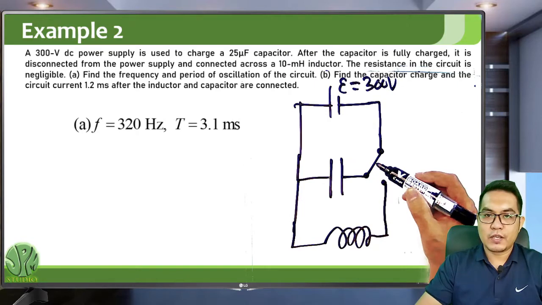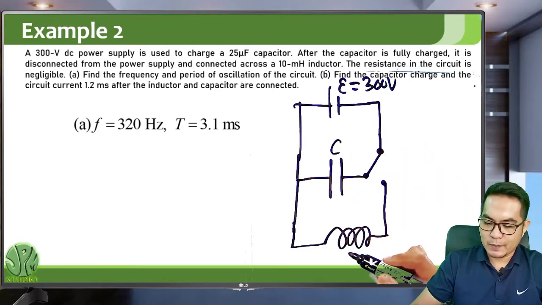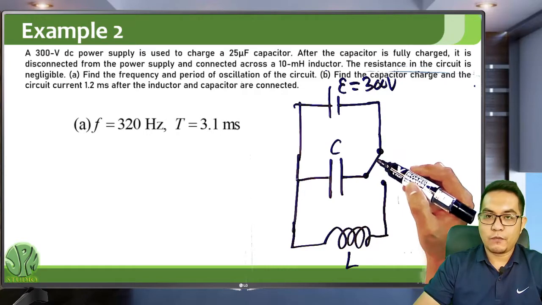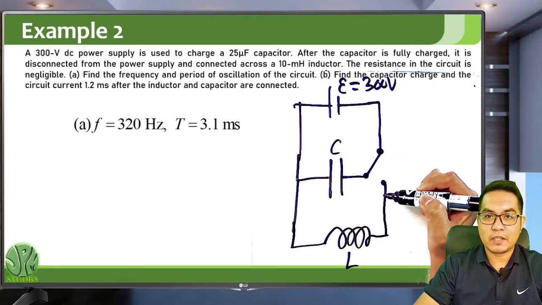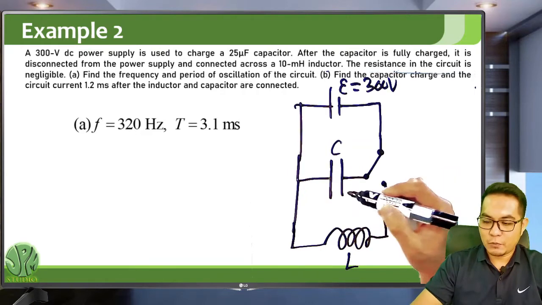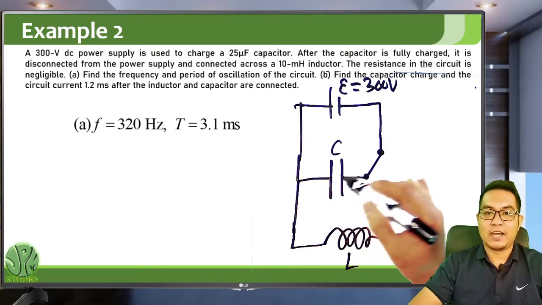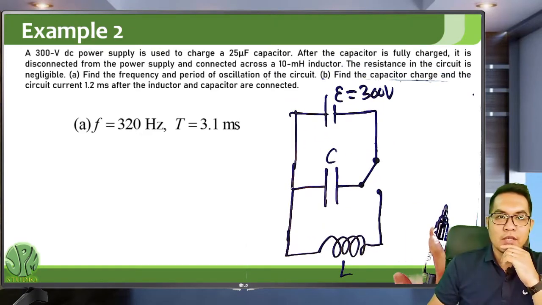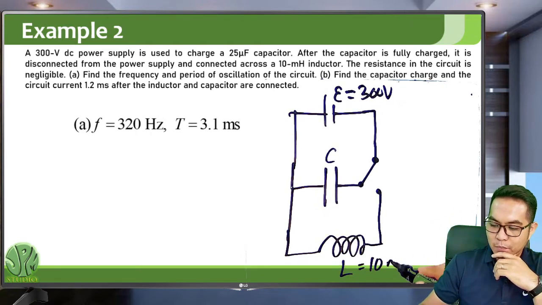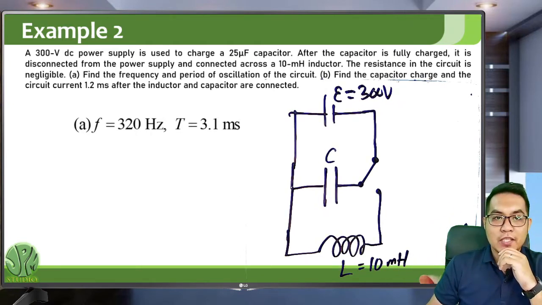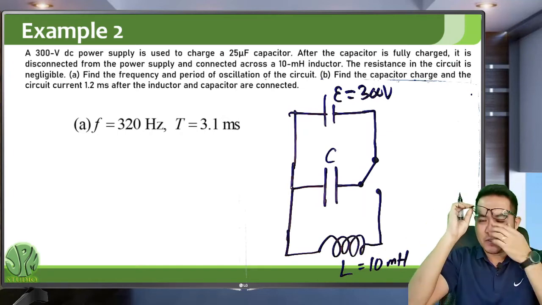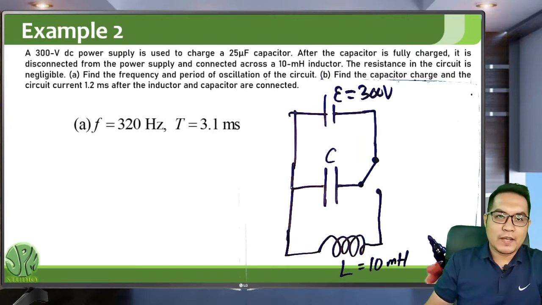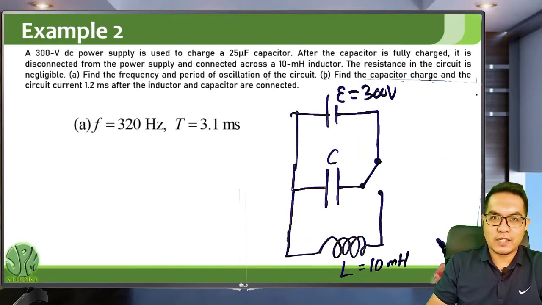After the capacitor's capacitance C is fully charged, you flip this switch here so that it will be disconnected from the supply, and it will now be charging the inductor, and there will be oscillations there. The capacitor is connected to a 10 millihenry inductor. The resistance in the circuit is negligible, so there's no resistance. Find the frequency and period of oscillation of the circuit.